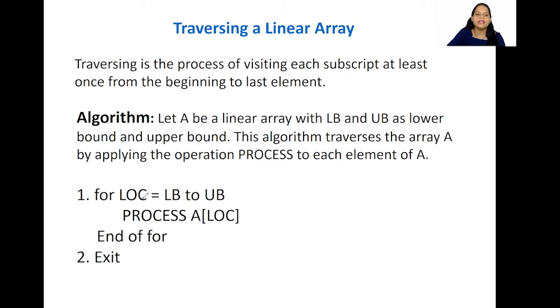So here it is saying let LOC be equal to LB to UB. So LOC is a variable we are taking here and LB is nothing but my lower bound and UB is nothing but my upper bound, isn't it? So here, see, if this is my array. So this is my, the subscript is starting from 0, 1, 2, 3, 4, 5. Suppose there are 6 elements in this particular array. So this is my lower bound, okay? This one, and this is my upper bound.